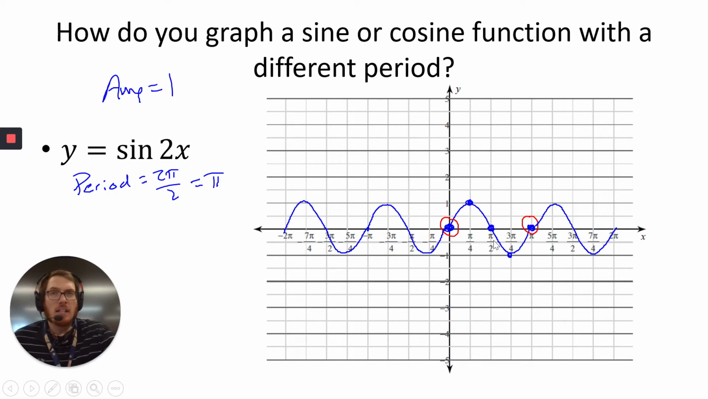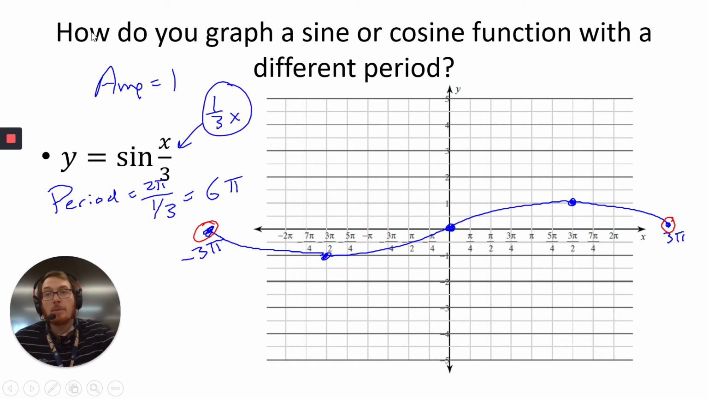So from there, I just cut it into fourths. So it starts here, halfway should be 0, and then halfway in between that at pi over 4, it's going to go up 1 and down 1 at 3 pi over 4 because the amplitude is 1. And then it's just a cookie cutter image of that over and over and over again on both sides of the graph.